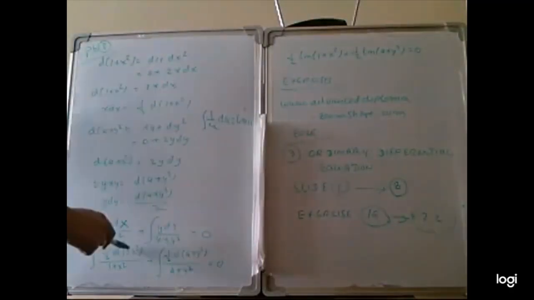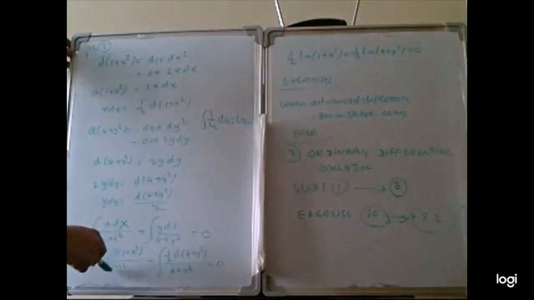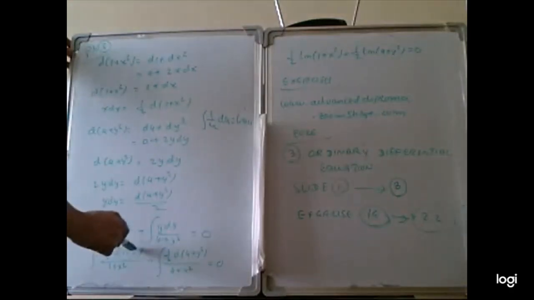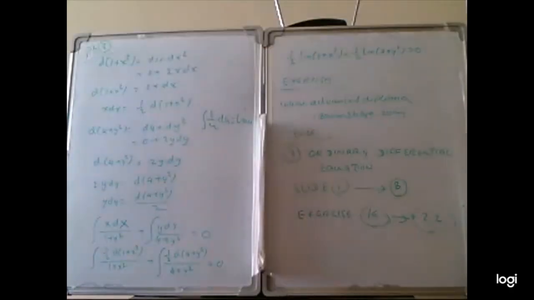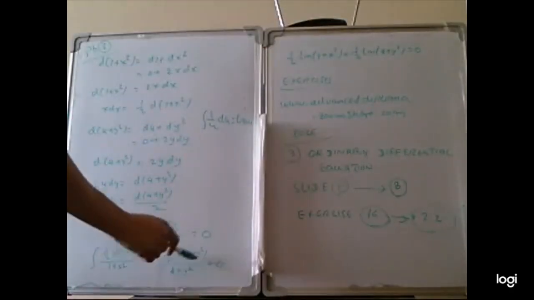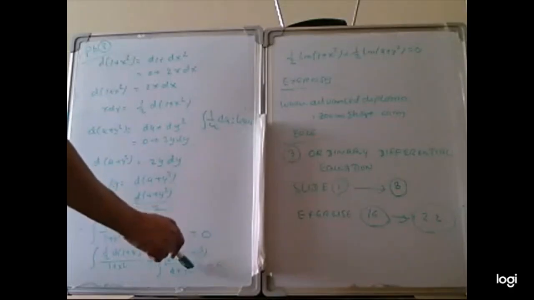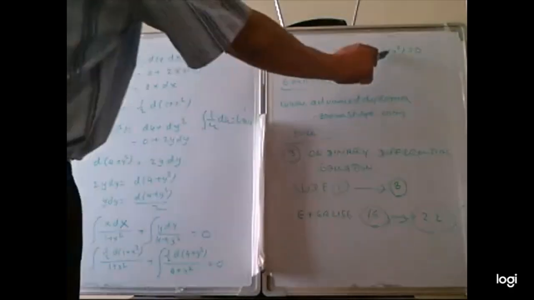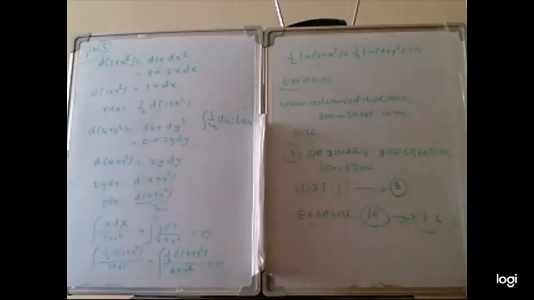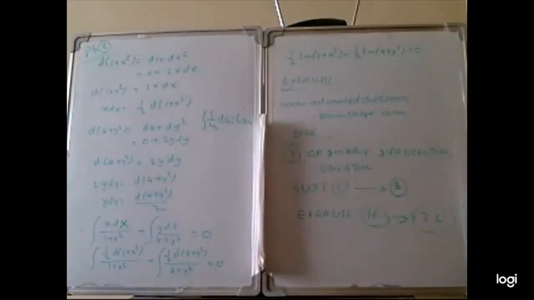Here the d and this are the same: 1 by 1 plus h square here, and the same here. So there will be half into ln of 1 plus h square. Here it is 4 plus y square, and this is d of 4 plus y square, so there will be half into ln of 4 plus y square. So the final answer will be half into ln of 1 plus h square plus half into ln of 4 plus y square equal to 0. So that is the solution of the ordinary differential equation.